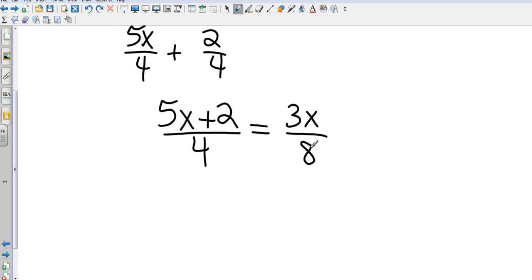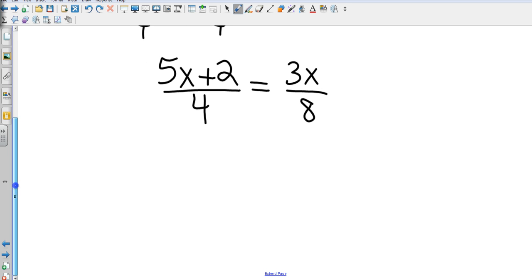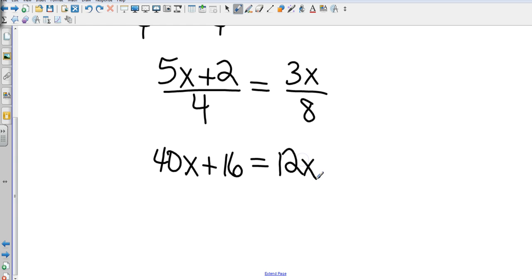So, Carrington, 5x plus 2 times 8. Times? Yes, we cross multiply. 40x plus 16. Okay. Keep going. What's 4 times 3x? 12x. Okay, now, this is the part where sometimes the things I say are not 100% accurate.